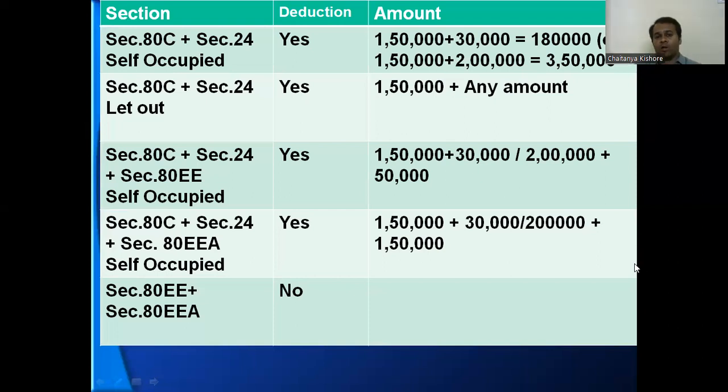So whenever you have taken a housing loan, please ensure that you satisfy these conditions. Only if you satisfy these conditions, you can claim the deduction. Right. So I hope I have tried to make the point clear. I hope I have clarified any of your doubts.